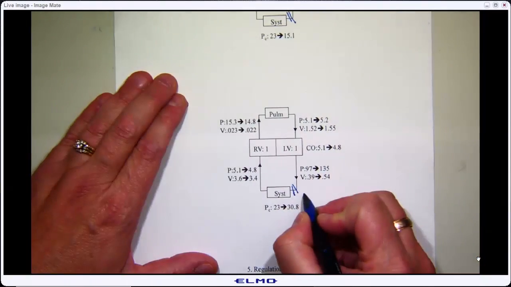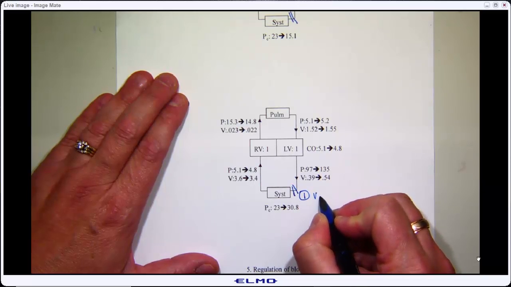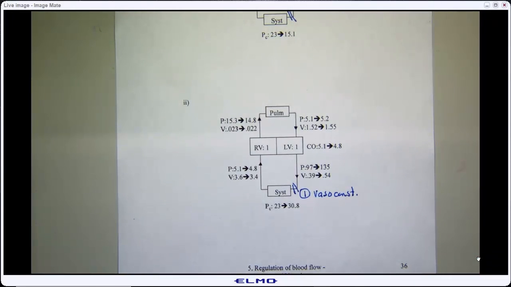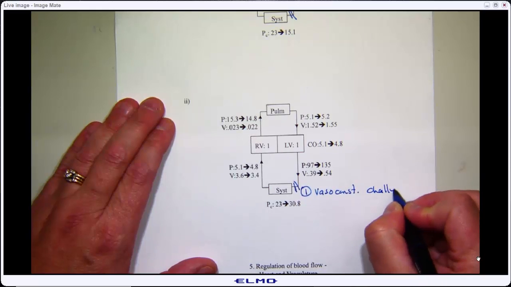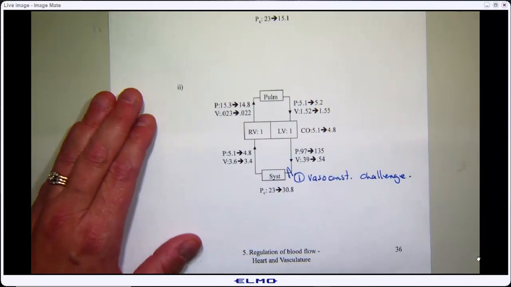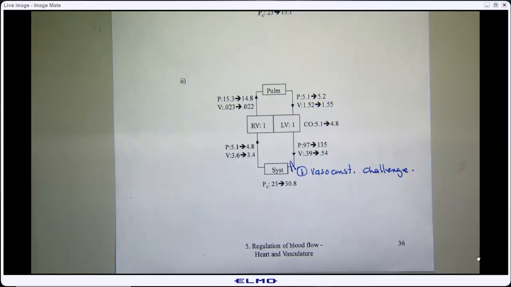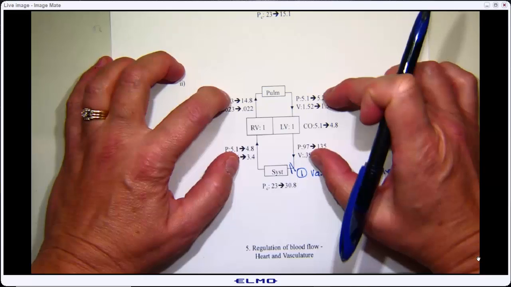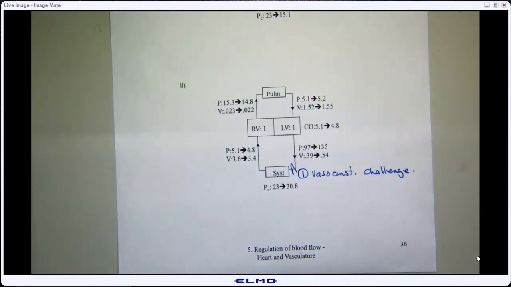So let's say the challenge is we're going to throw in a vasoconstrictor here. All right, so we throw in vasoconstriction there. How does that affect the compartment before it? And again, these are what we're trying to predict. How does that affect the compartment after it? So pick one and tell me why.